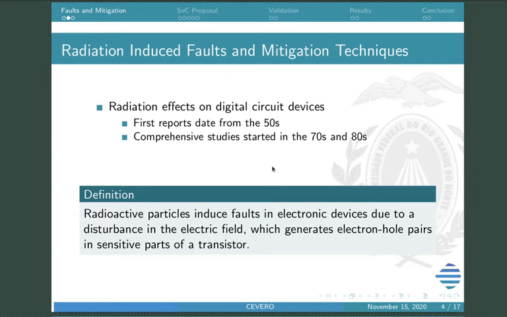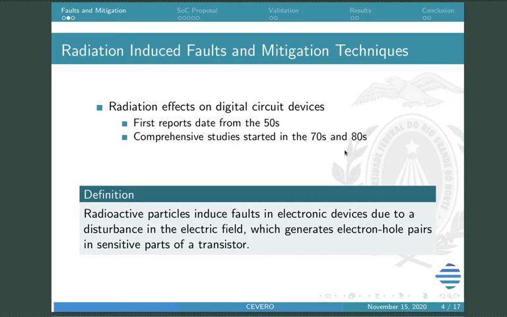Some of the first problems that digital circuits face when dealing with a space environment is the effect of radioactive particles. The first reports about these effects date from the 50s, but only a few years later, in the 70s and in the 80s, researchers developed comprehensive studies that elucidated the causes and the effects that these particles have on digital circuits.